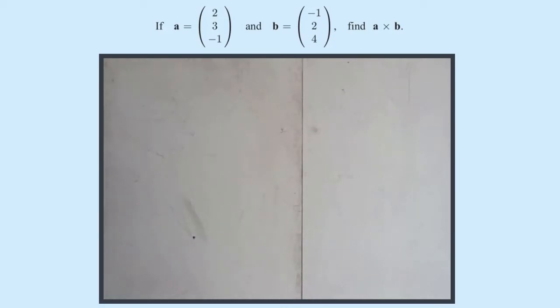If A equals (2, 3, -1) and B equals (-1, 2, 4), find A cross B. Now, you do have in your formula book the formula for A cross B. Personally, I find it a lot easier just to use what's called a kind of determinant approach. You don't really need to know that you're finding the determinant, but the process, I find, is easier to remember.